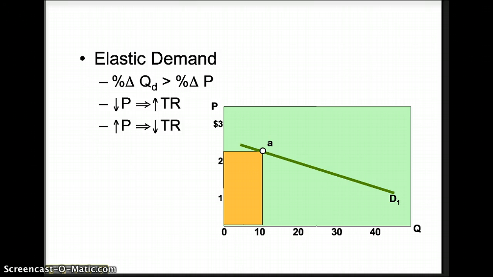If price decreases, we end up at point B. At point B, the price is $1 and quantity demanded is 40. Total revenue is the shaded area, which would be equal to $40. We can see that total revenue increases when prices fall, or that total revenue decreases when prices rise.